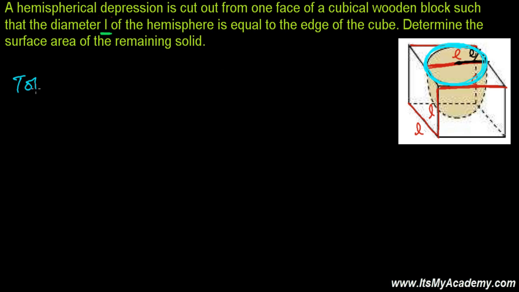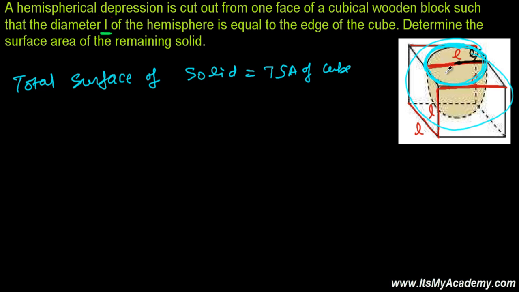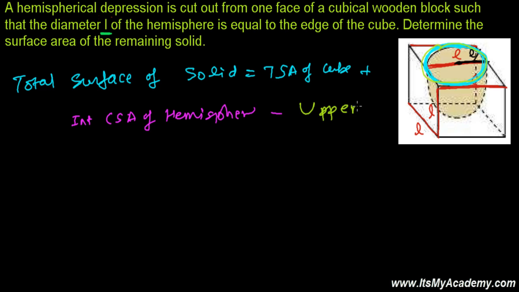Let's do it now. The total surface area of the solid will be the total surface area of the cube, plus the internal curved surface area of the hemisphere, minus the upper circle. The circle is visible, but there is no wood at all. So how do we find the surface area if there is no wood at all?